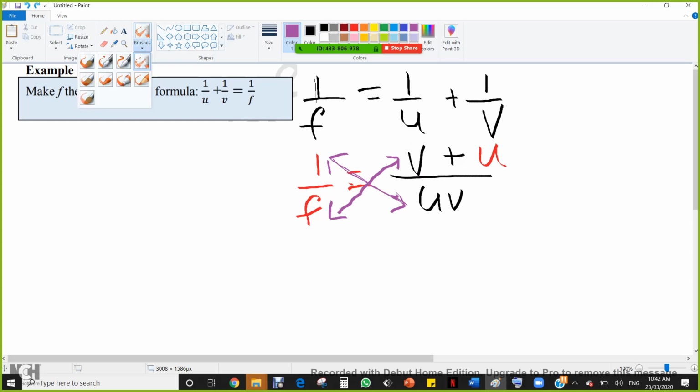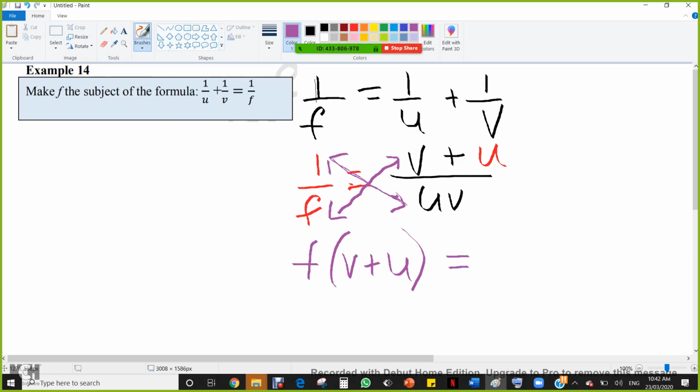So f by v plus u is equal to, and we're taking the 1 now, that is this one here, and we're multiplying it by this uv here. Yeah? And 1 by uv will just give us uv. Any questions so far, Tom? Or anybody else? Yeah, I understand now. Right, great.